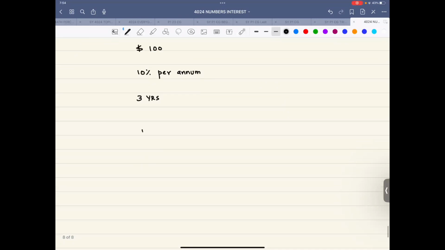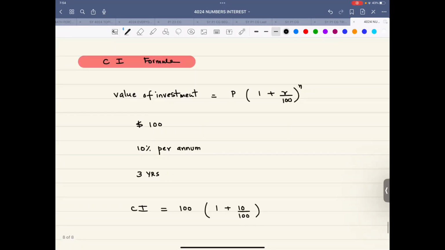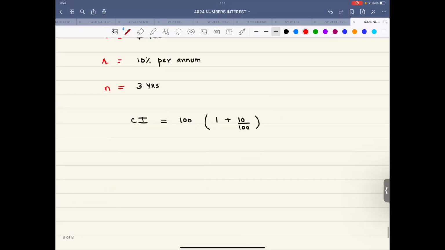Now, I can simply use this formula, compound interest equals P, which is 100, times 1 plus R, which is 10 over 100. Just have a look, the 100 is part of the formula over here, and this is R. In this case, N is the time period, and this is the principal value. The time period over here is 3 years. So this is 100, this is 1 plus 0.1 raised to the power of 3. That is 100 into 1.1 raised to the power of 3.